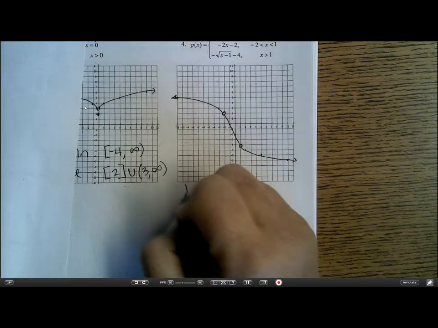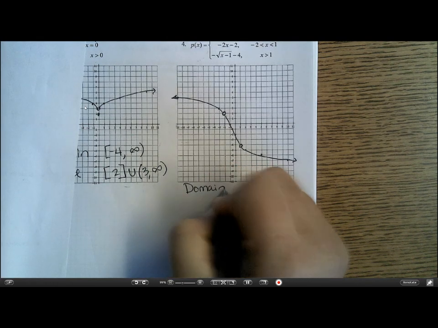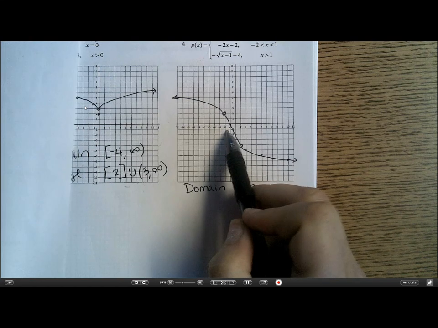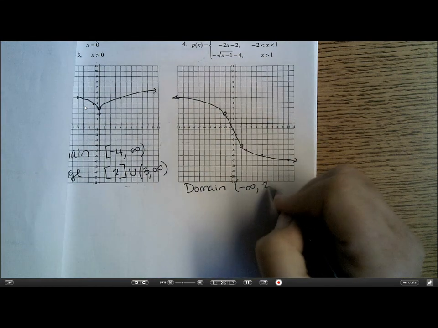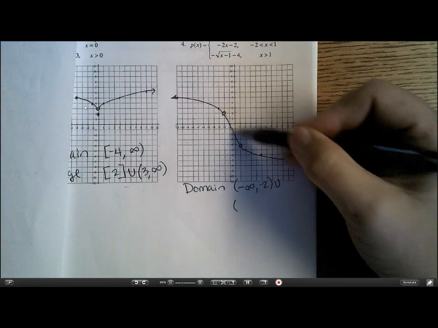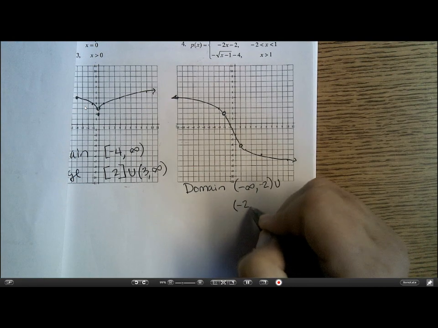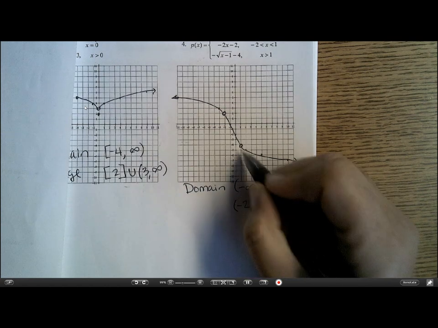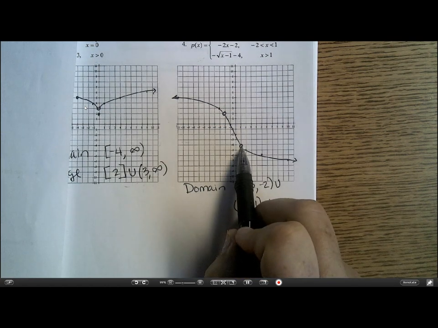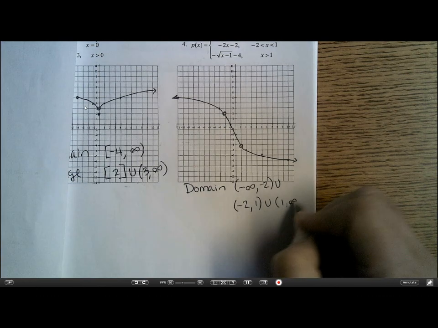Let's take a look at the domain. Starts at negative infinity, goes to negative 2, does not include negative 2, picks back up on the other side of negative 2 and goes to 1, doesn't include the 1, then it picks back up on the other side of 1 and goes to infinity.